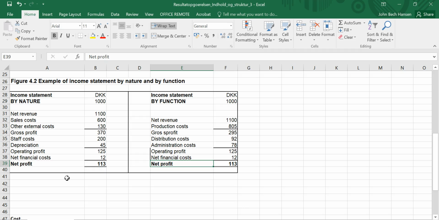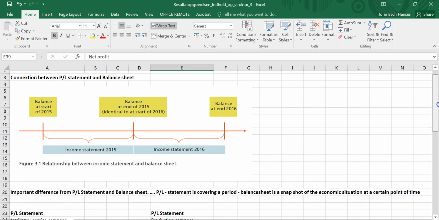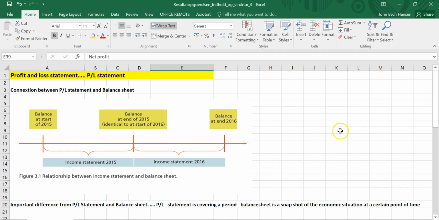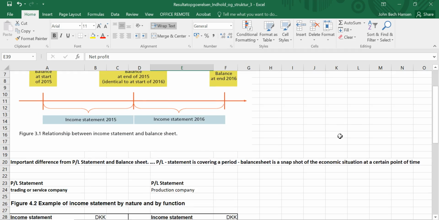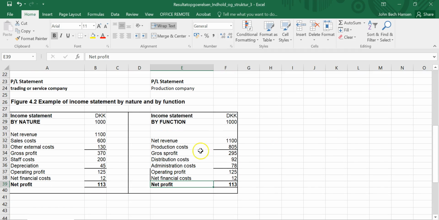Okay, I hope you enjoyed this short explanation of this vital part of managing a company, to be able to make a profit and loss statement showing the economic value creation of a period of time in the company.